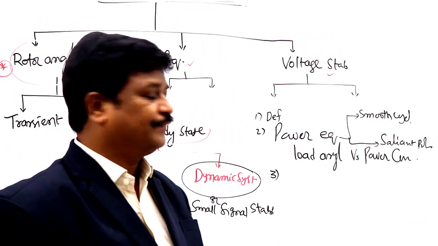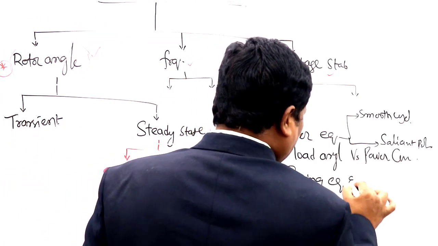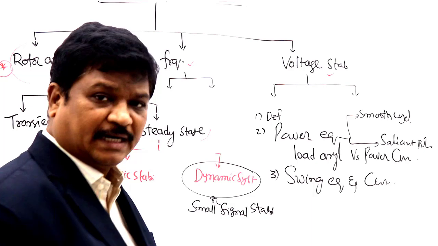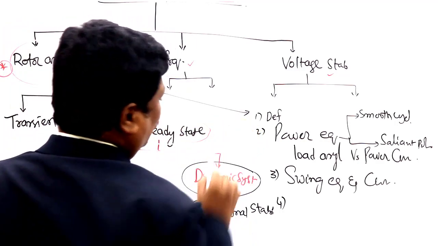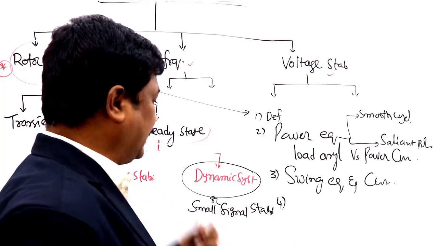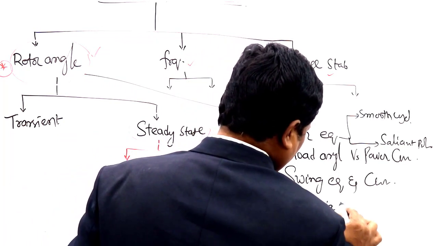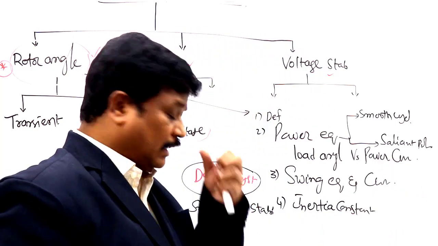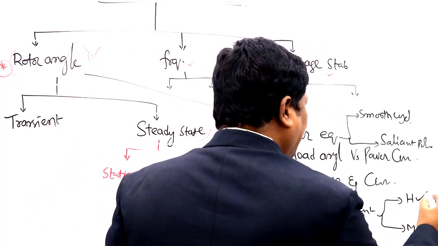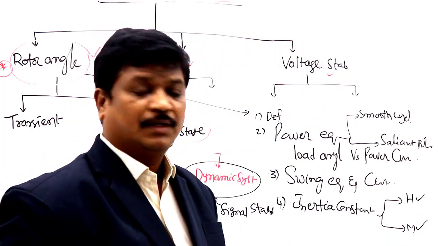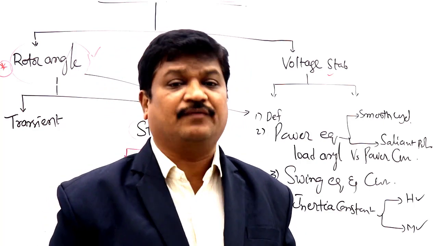Now coming to the third discussion: swing equations and swing curves. The fourth topic in this power system stability, all of it concerning rotor angle stability, is inertia constants. There are two types of inertia constants we may have: one is H, the other is M. How do H and M behave if the machines are connected in parallel? How do these constants behave if the machines are operating coherently and non-coherently? Those conditions we also have to verify.